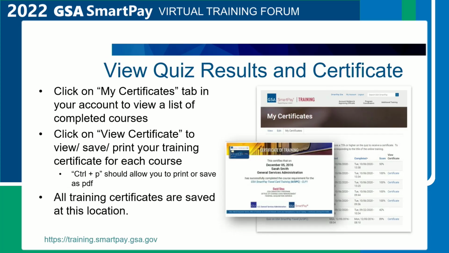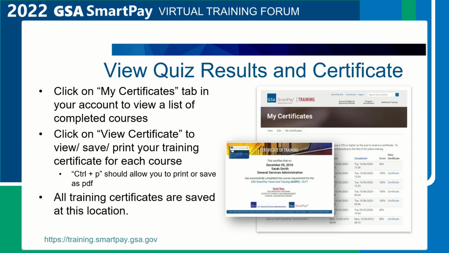You can view your completed courses and certifications anytime you choose by logging into your account and clicking on My Certificates. The screen that displays next will show you the title of the course, date completed, score, and a link to your certification if you passed. Click on the View Certificate link to view, save, and print your training certificate for any course displayed in the list. If using a PC, Control-P should also allow you to print or save your certificate.